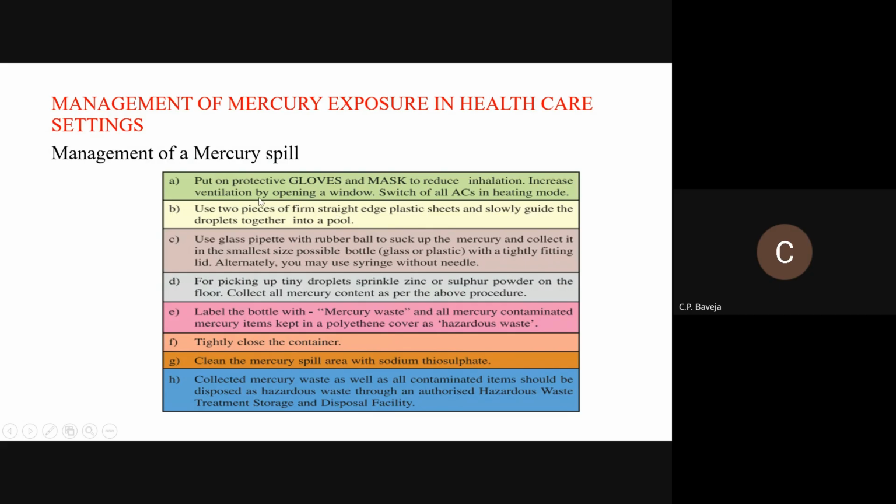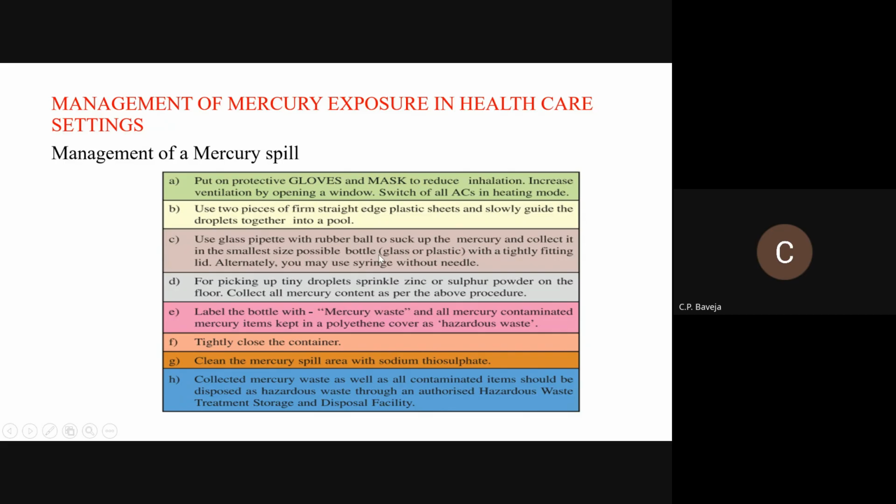And use two pieces of firm, straight edge plastic sheets. Take the two pieces of firm plastic sheets and slowly guide the droplets together into a pool. So you just pick that up with these sheets and put it in a zip bag, and use a glass pipette with a rubber ball to suck up the mercury and collect it in the smallest size bottle possible.